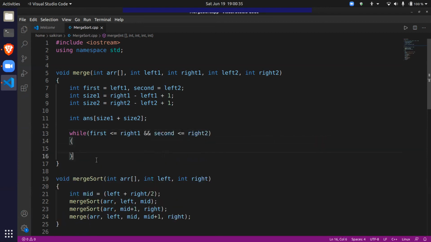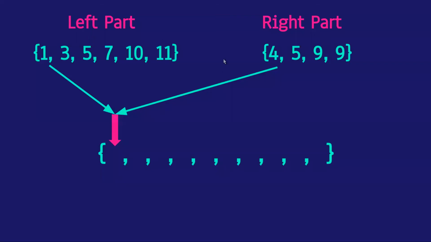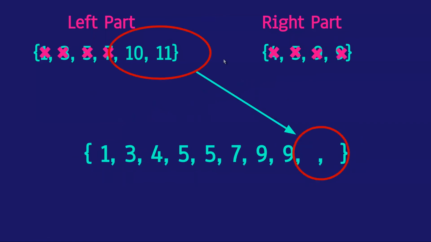Okay, I wrote a while loop, guys, and the while loop's condition is while first is less than or equal to write 1 and second is less than or equal to write 2. Why did I write this? So let's go here to this slide.